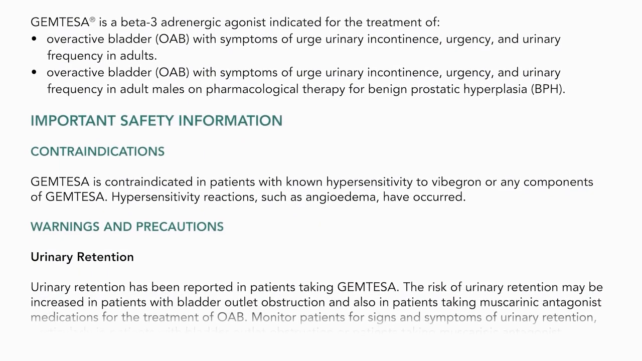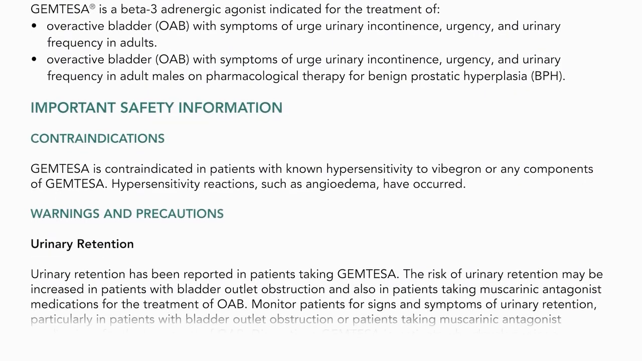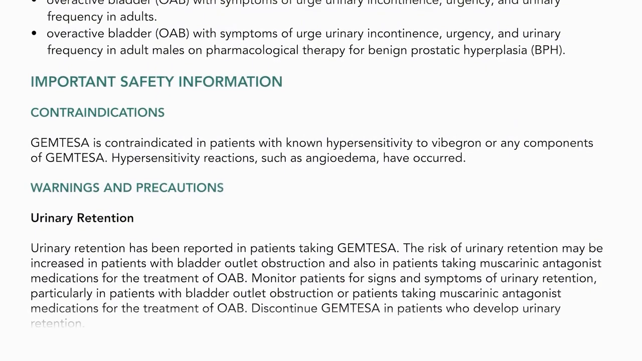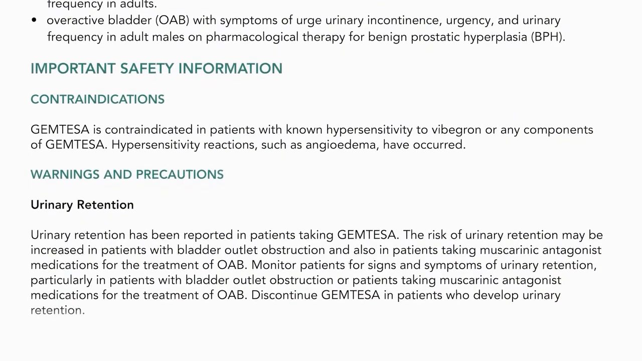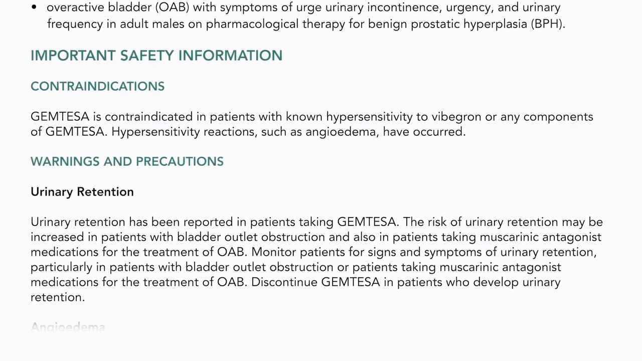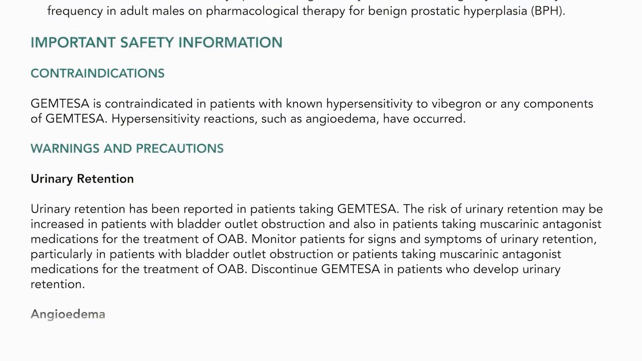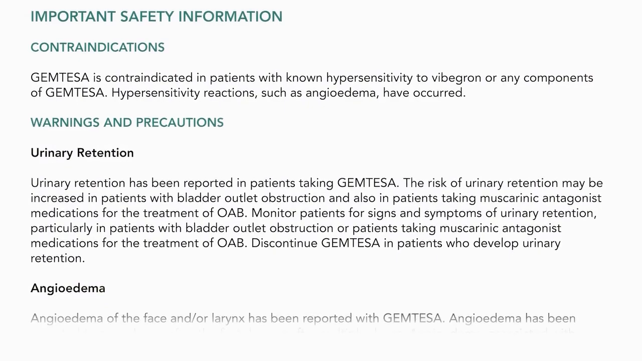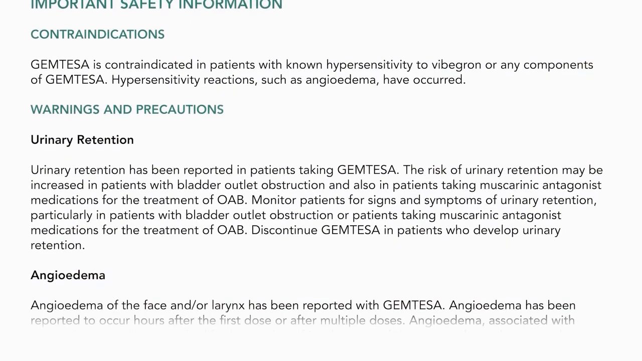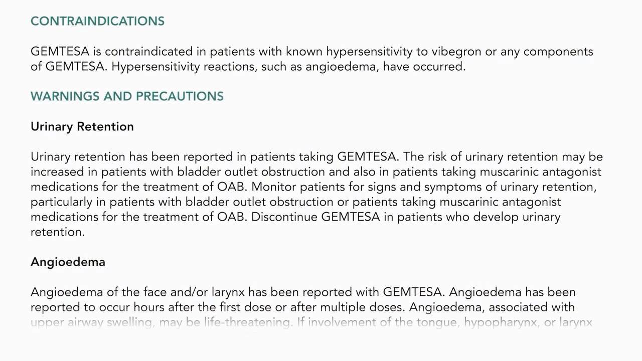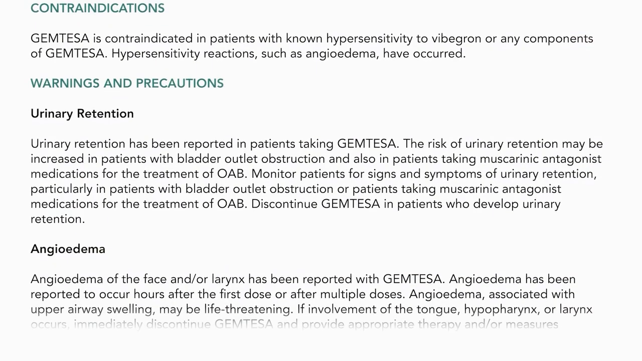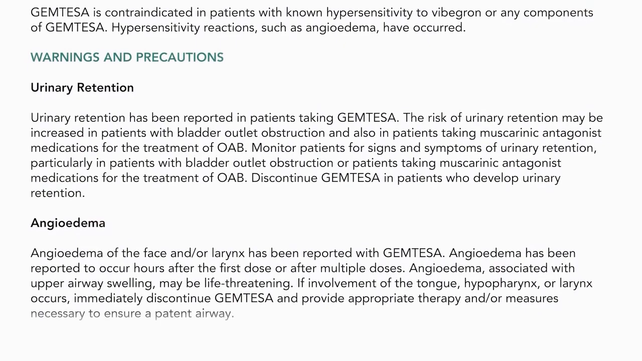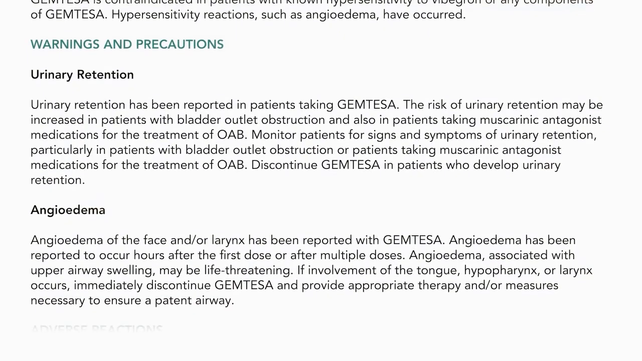Warnings and precautions. Urinary retention. Urinary retention has been reported in patients taking Gemtesa. The risk of urinary retention may be increased in patients with bladder outlet obstruction and also in patients taking muscarinic antagonist medications for the treatment of OAB. Monitor patients for signs and symptoms of urinary retention, particularly in patients with bladder outlet obstruction or patients taking muscarinic antagonist medications for the treatment of OAB. Discontinue Gemtesa in patients who develop urinary retention.